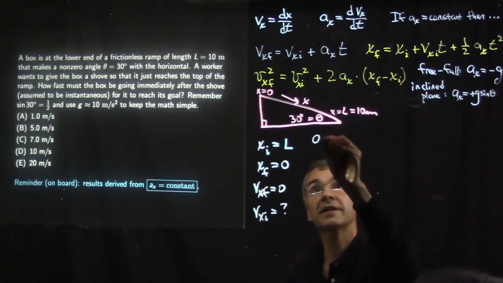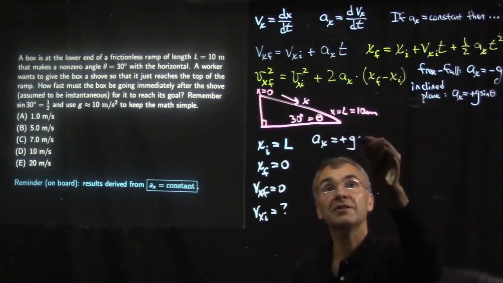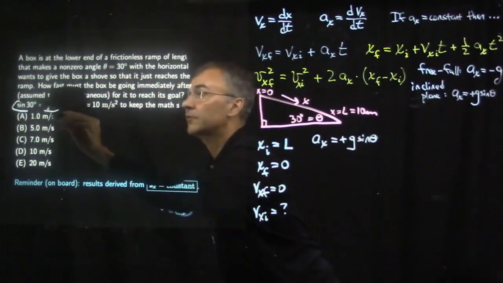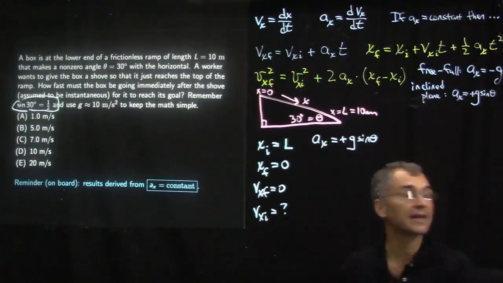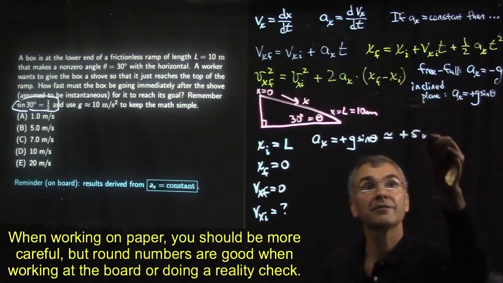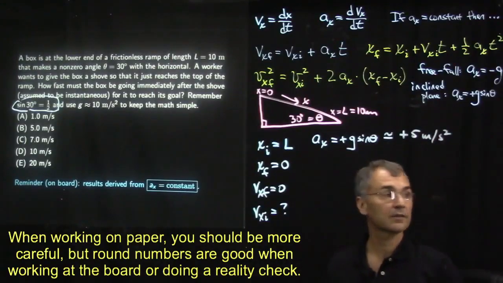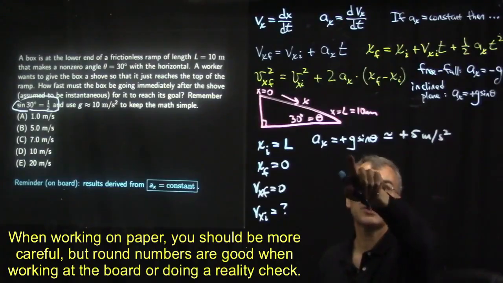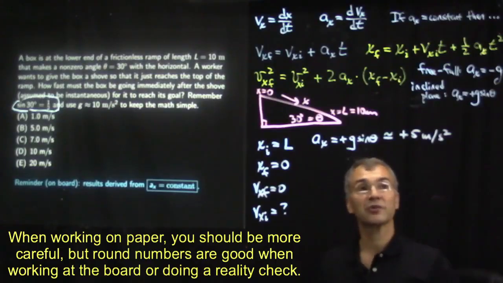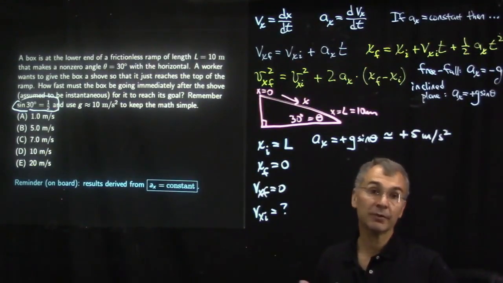And then we know that a sub x is plus g sine theta. By the way, sine of 30 degrees is 1/2. So that's kind of a useful fact. So then this is pretty darn close to plus 5 meters per second squared. For this problem, because g is a little bit less than 10 meters per second squared, and sine theta equals 1/2, let's just say a sub x is plus 5 meters per second squared. We don't care about the time in this problem.